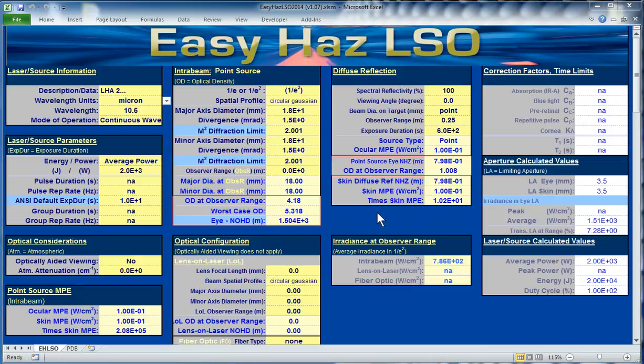Alright, let's get started with our third hazard analysis. This is going to be a near-infrared YAG laser, which we see a lot of in systems from scribers to markers to etchers, all sorts of applications for Nd:YAG lasers. This is going to be a continuous wave YAG laser.